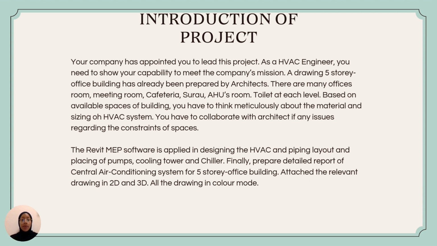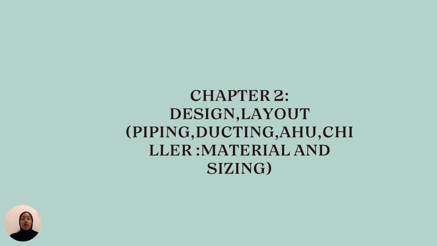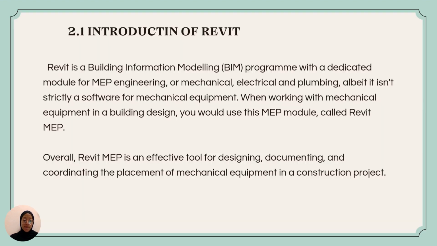Finally, I must prepare a detailed report of the central air conditioning system for this project, the five-story office building, and attach the relevant drawings in 2D and 3D, with all the drawings in color mode. In chapter 2, I will explain about design and layout, which is piping, ducting, AHU, and chiller with material and sizing.